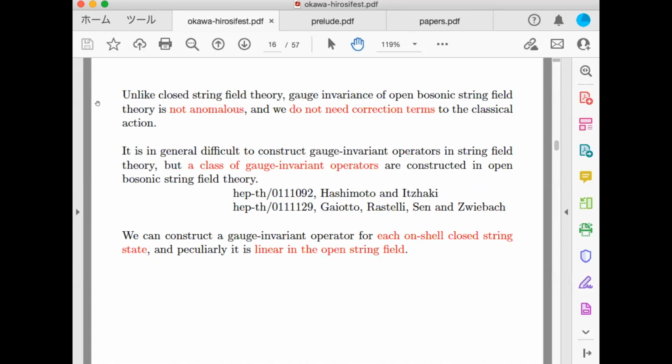First of all, unlike closed string field theory, gauge invariance of open bosonic string field theory is not anomalous, and we don't need correction terms to the classical action. Second, it is in general difficult to construct gauge invariant operators in string field theory. But in the class of gauge invariant operators constructed in open bosonic string field theory, we can construct a gauge invariant operator for each on-shell closed string state. And importantly, it is linear in the closed string state.